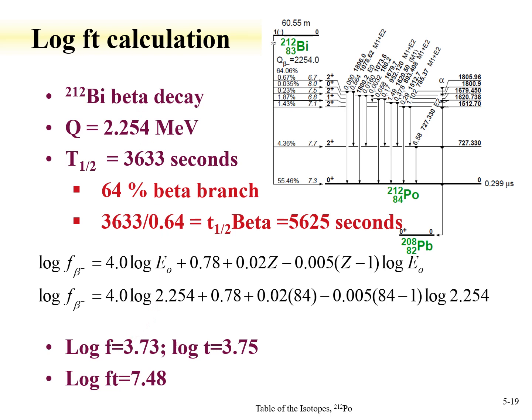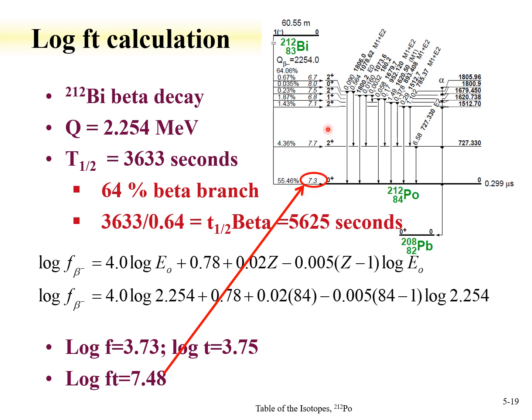My log t is 3.75. I get a log ft value of about 7.5. And I actually compare this to what's listed in the table of the isotopes. As you see here, these values are my log ft values for the individual transitions.